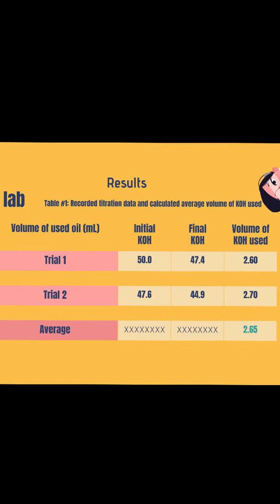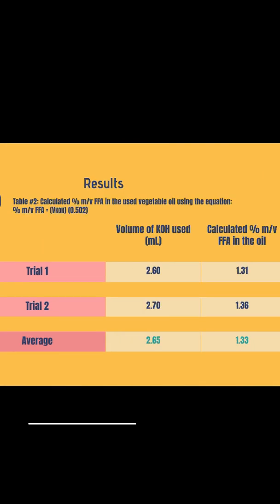For her results, in order to find the average volume of KOH used during both her titrations, she measured the initial and the final volume of her potassium hydroxide. Then, with these volumes of KOH used, she plugged it into the formula: percent mass volume of free fatty acids equals volume of KOH times 0.502. She then found that the average calculated percent mass volume of free fatty acids in the oil was about 1.33.